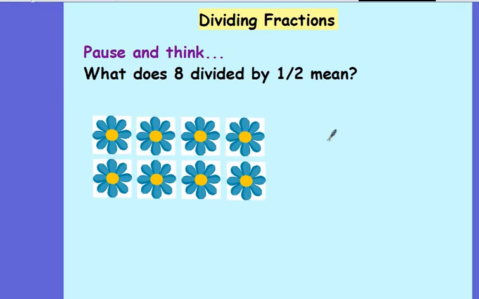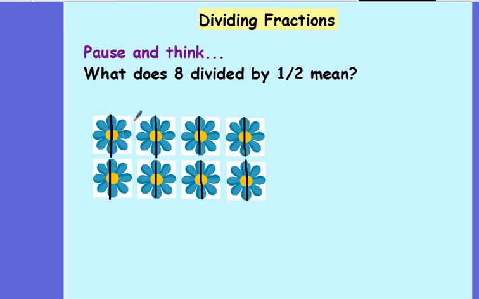So pause the video and have a little think. What do you think 8 divided by a half means? Let's have a think. 8 divided by half is asking me how many halves. Let's pick a better colour. Let's do black. How many halves can I find within the number 8? So I've got 8 flowers, and I'm asking how many half flowers are there within 8 flowers?